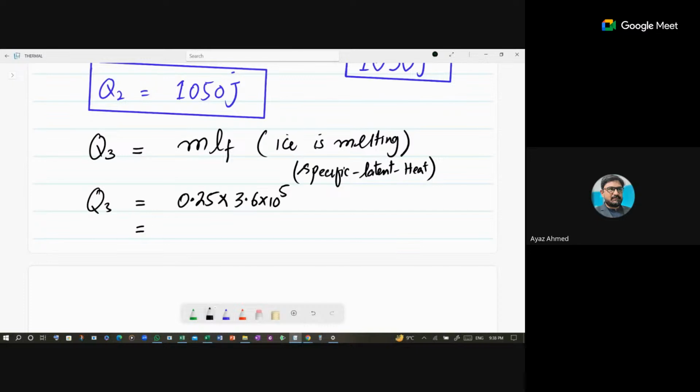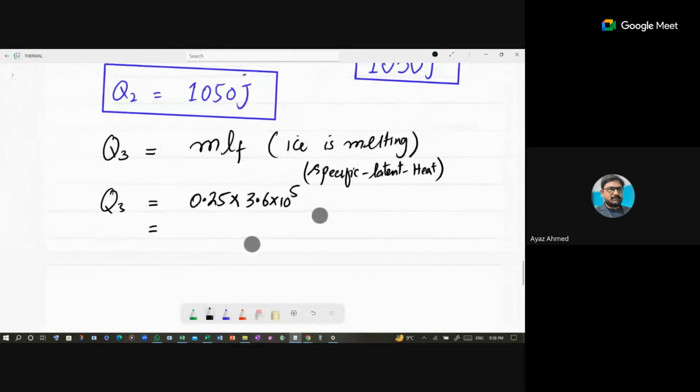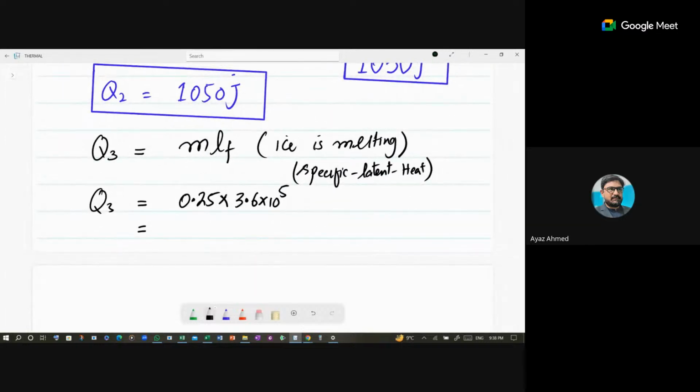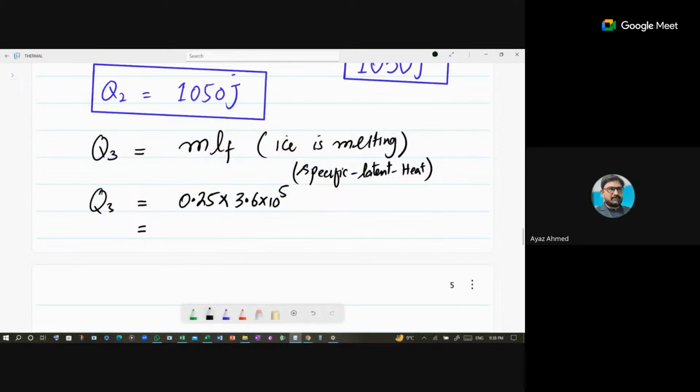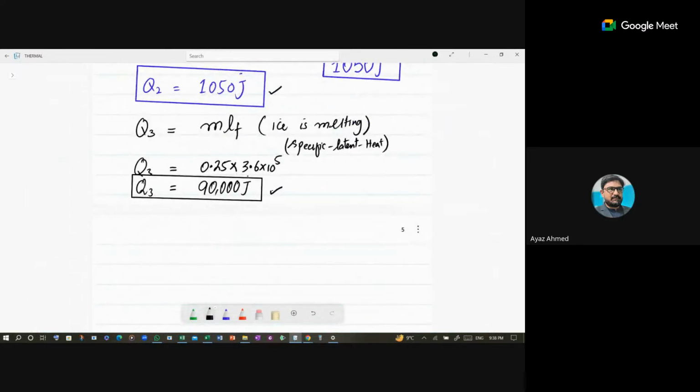No one other than Hassan has calculator. हसान ये तुमसे बदला ले रहे हैं इतनी छुट्टियां करने का। 90,000. Yes, 90 thousand. Okay, okay. Is it correct? Yes sir. Okay, very good.